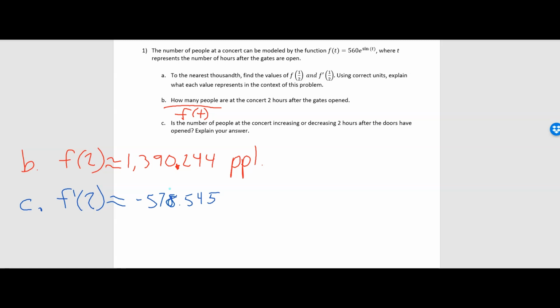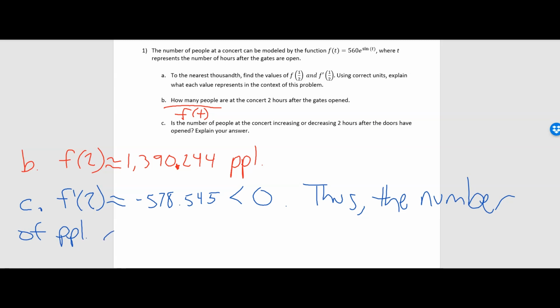So since our derivative is negative, and we want to show that, we just would want to put this is less than 0. Thus, the number of people at the concert is decreasing at t equals 2.